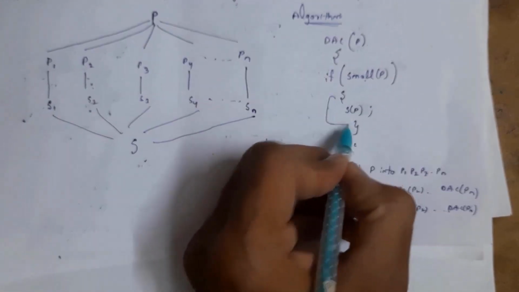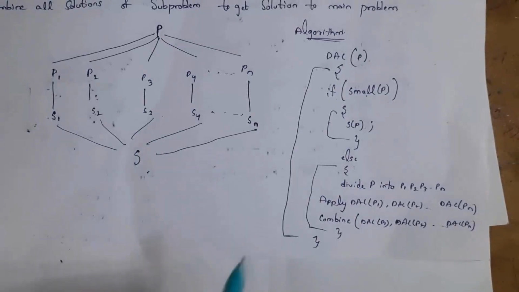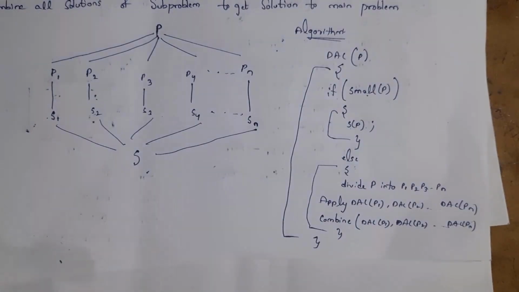Here close this, and at last close this. This is the algorithm for the divide and conquer strategy.